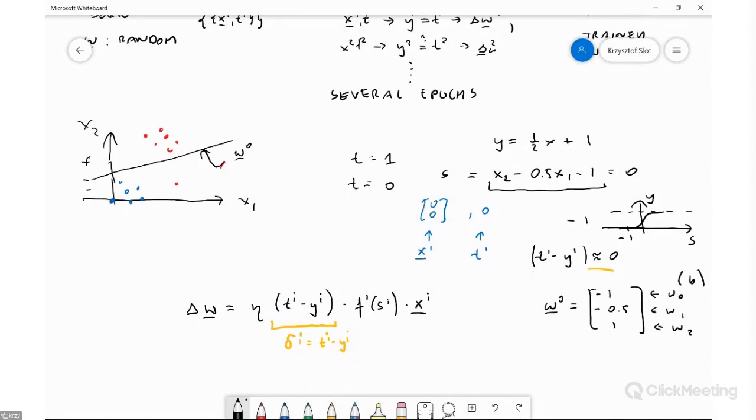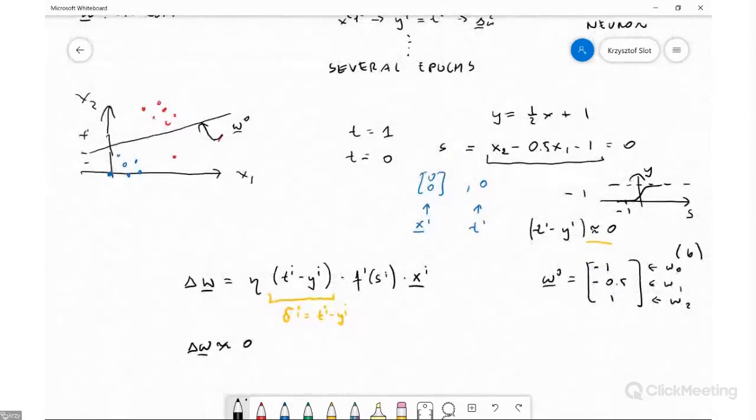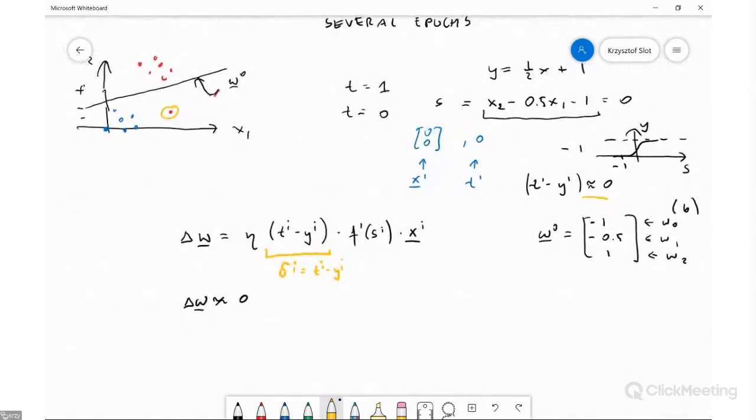So if I present a sample that is correctly classified, then my update to weights will be close to 0. And this is reasonable. Yes, we shouldn't change anything if it works correctly. And the same will happen more or less when I will be presenting all the samples until I present this sample. Because if I present this sample, what will happen is my error.